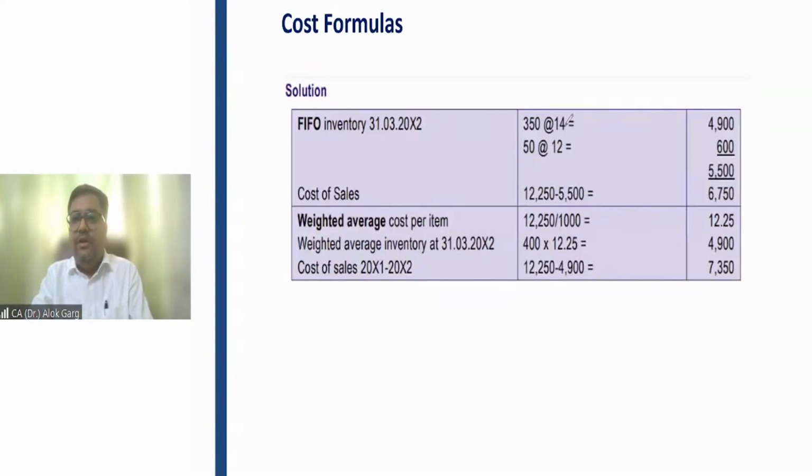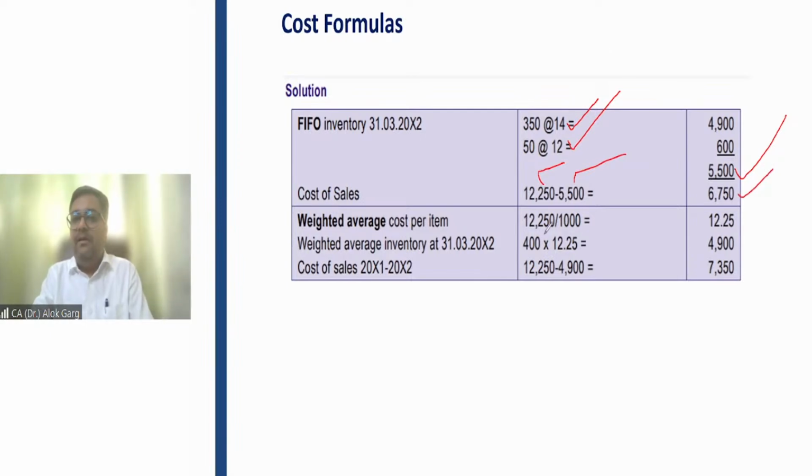For the FIFO, your 350 out of the last purchase and the second last 50. So 5,500 is the cost of your closing stock of 400 units, right? Your total cost was 12,250. 5,500 is closing stock. Your cost of sales is 6,750.